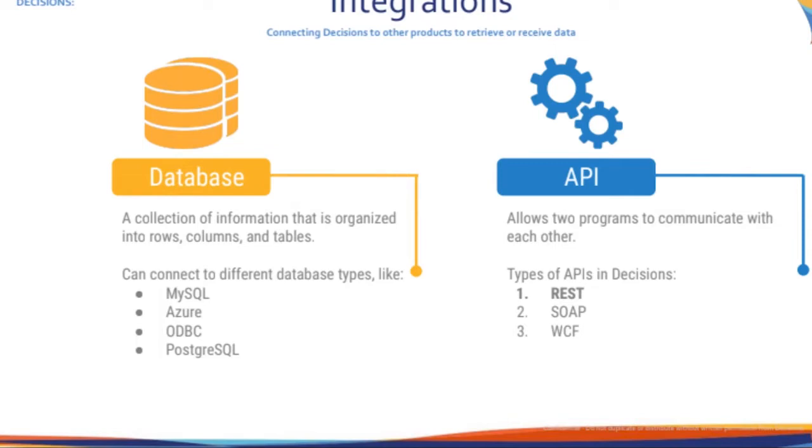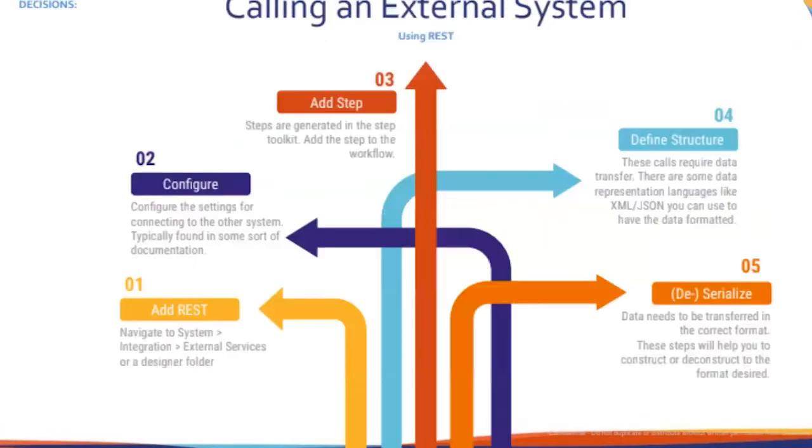Now, when we want two systems to communicate with each other, we'll use APIs. Today, we're actually going to be taking a look at our REST API. So, of course, that's one of our examples. We also do SOAP and WCF as well.